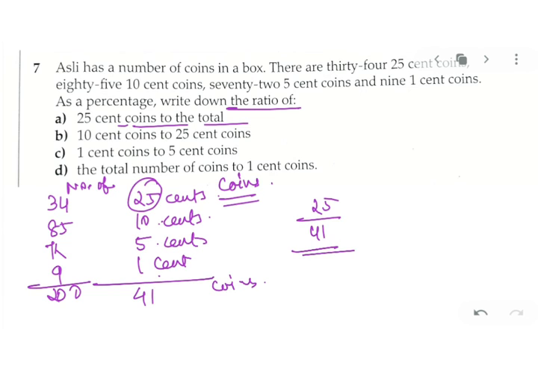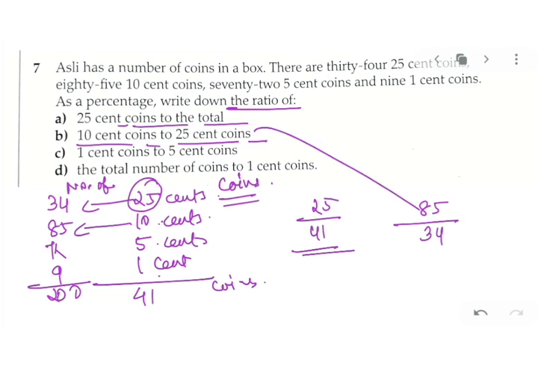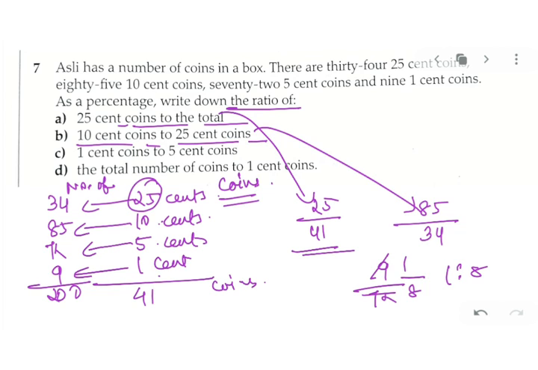Okay, are you getting my point clear? Next is 10-cent coins to 25-cent coins. Now 10-cent coins are 85 and 25-cent coins are 34. So 85 upon 34 is your answer for second. Third is 1-cent coins to 5-cent coins. 1-cent coins is 9, 5-cent coins is 72. You can also reduce this. So your answer is 1:8.